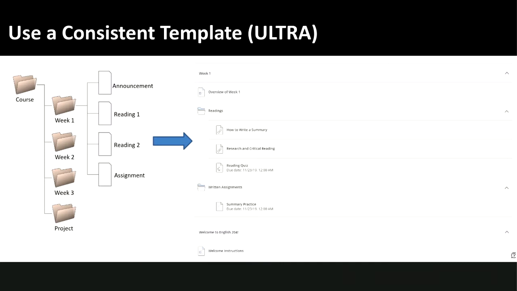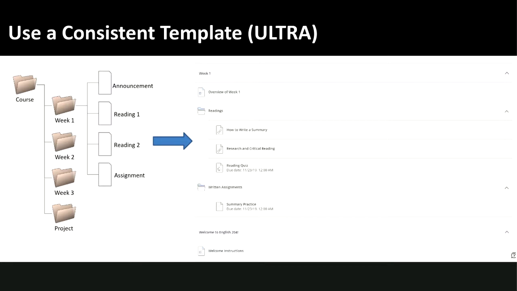So I mentioned that there can only be two levels of folders in Ultra. So in Ultra Course View, you could either create a folder first, or you could create a learning module first, and then you can create two levels within that, a folder and the folder contents. So the folder contents would be like links, documents, assessments, etc. So here's a screenshot of how week one might be set up in the course for Ultra Course View. Notice too that I've created, if you look below week one, you see Welcome to English 204.